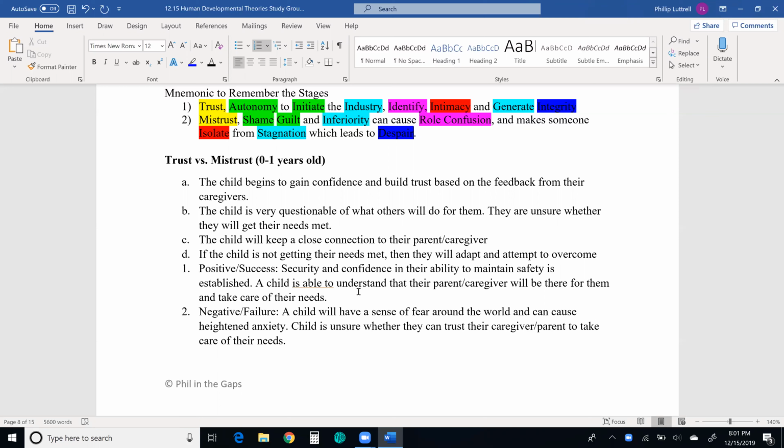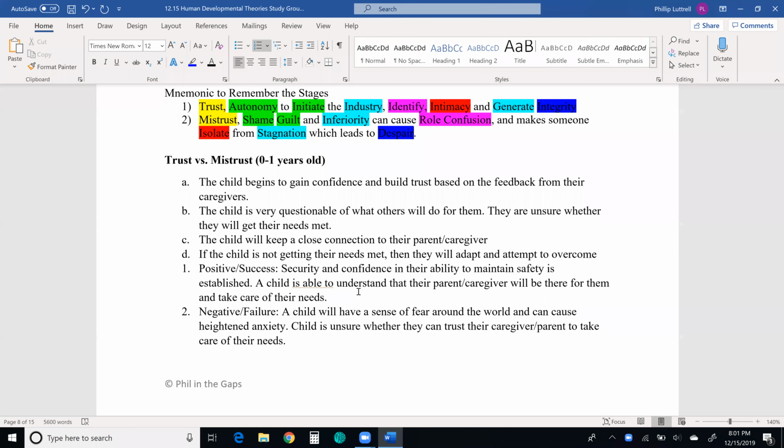Or on the other side of the token, if a child is not getting their needs met, they will have a sense of fear around the world, which can cause heightened anxiety. So if you're consistently having to do things on your own and not having support from other people, it could lead to you wanting to isolate and have mistrust for people as well as the environments that you occupy and put yourself in. So the child is unsure whether they can trust their caregiver or parent to take care of their needs. And that's where attachment issues could start forming.